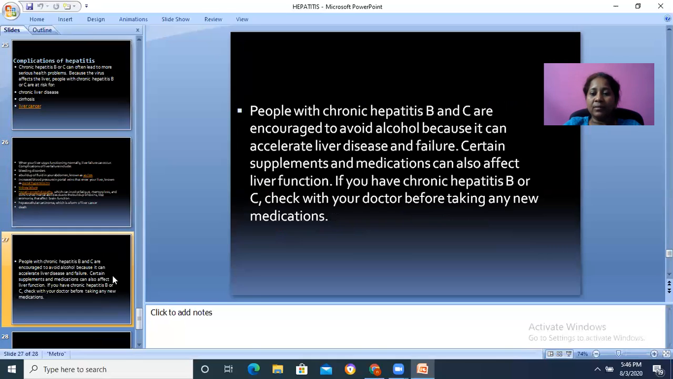People with chronic hepatitis B and C are encouraged to avoid alcohol consumption because it can accelerate liver disease and liver failure. Certain supplements and medications can also affect liver function. If you have chronic hepatitis B or C, check with your physician before taking any new medications.